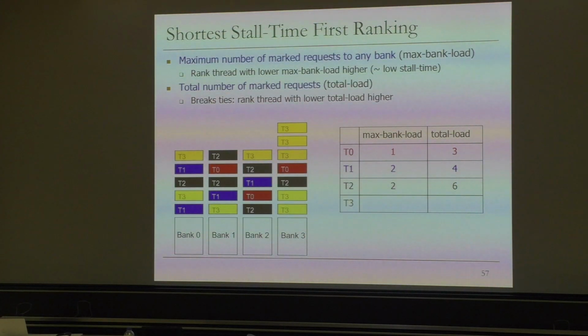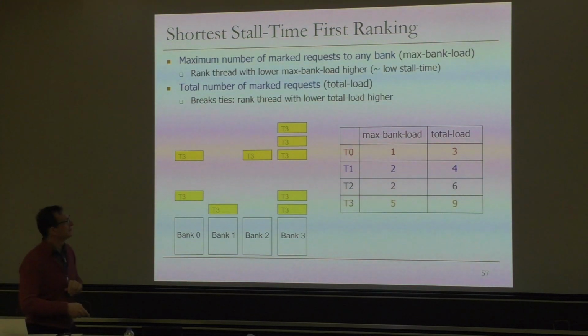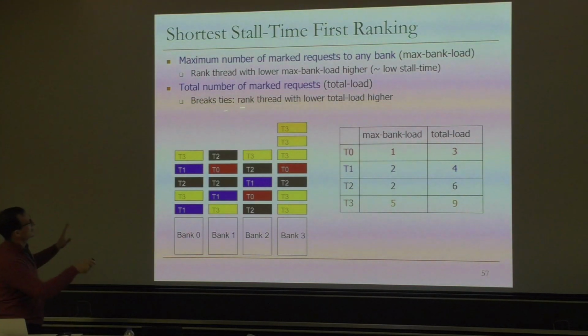And thread 3 tends to be the most intensive. Its max bank load is 5. The bank that has the most requests from this thread is this bank, and it has 5 requests, and its total load is 9. Okay? And this is the order in which we receive the requests.